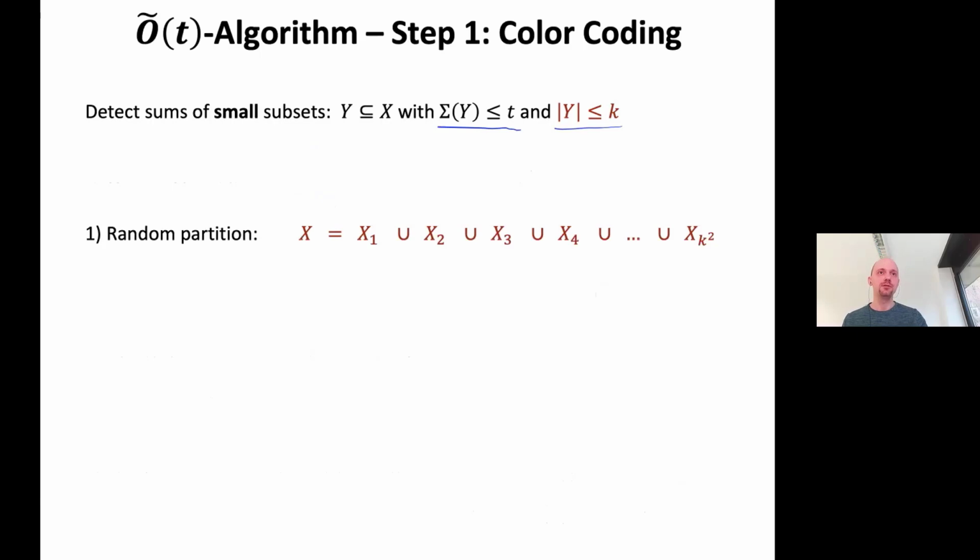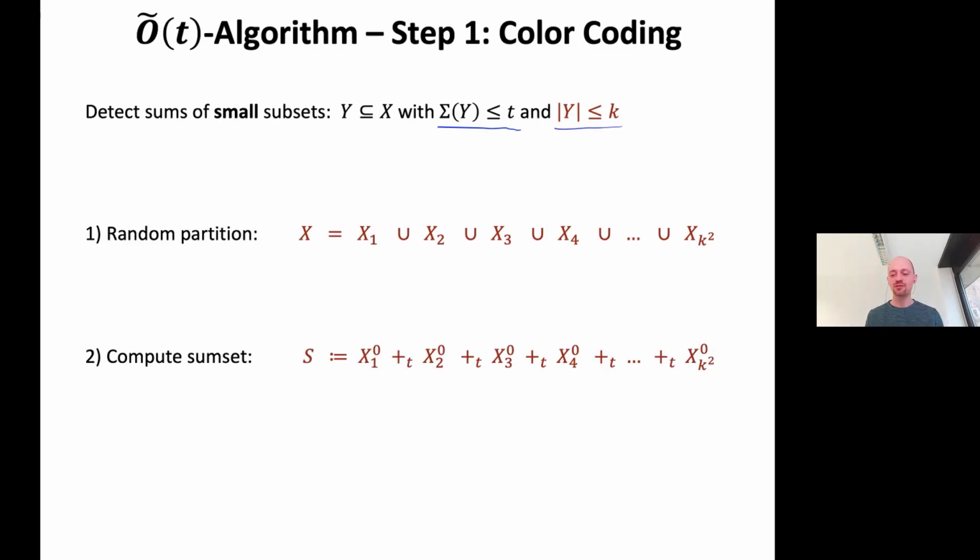Right? How do we do this? We randomly partition the input items into k-squared parts. So each input item chooses a random number between 1 and k squared, and it falls into the corresponding bucket X_i. Okay, and then after random partitioning, we just compute this expression here, meaning that to each bucket X_i we add 0, and then we compute the t-capped sum set of all these buckets.